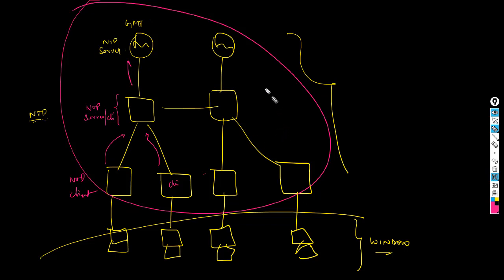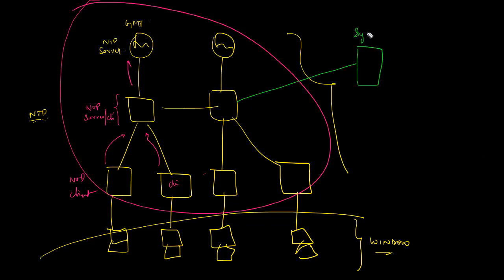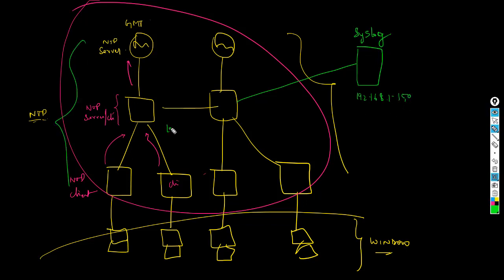So let's say I make use of a SYSLOG server. I'm just going to give it some IP, 192.168.1.150, and let's consider all these devices are also in the same network, 192.168.1.0/24, and they all are running on IST. That's a plus point for me.